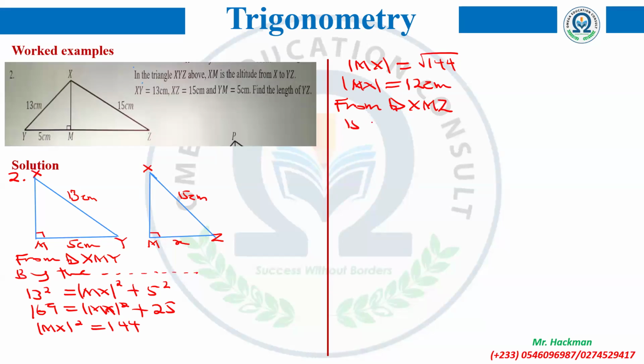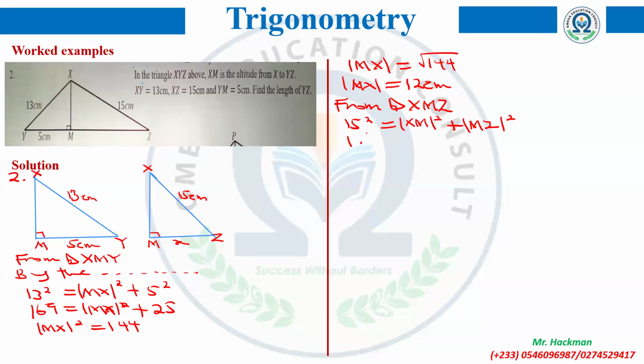So 15 squared must be equal to XM squared. Let's write XM; we'll later come and put its value there, don't worry. XM squared, originally you don't know from that triangle, then plus MZ squared. Very good. You are doing well. Keep it up.